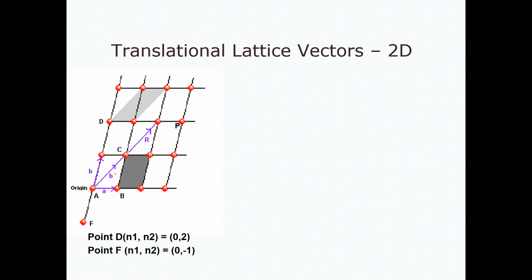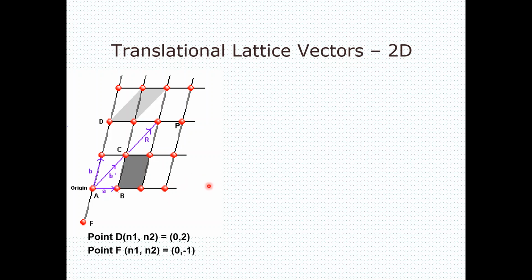Translation lattice vectors in 2 dimensions. In order to understand the translational lattice vector in 2 dimensions, you have to consider this figure of a lattice. In this lattice, you can see that we have different points, that is, we have points A, B, C, D, P, and here you can see we have the origin.